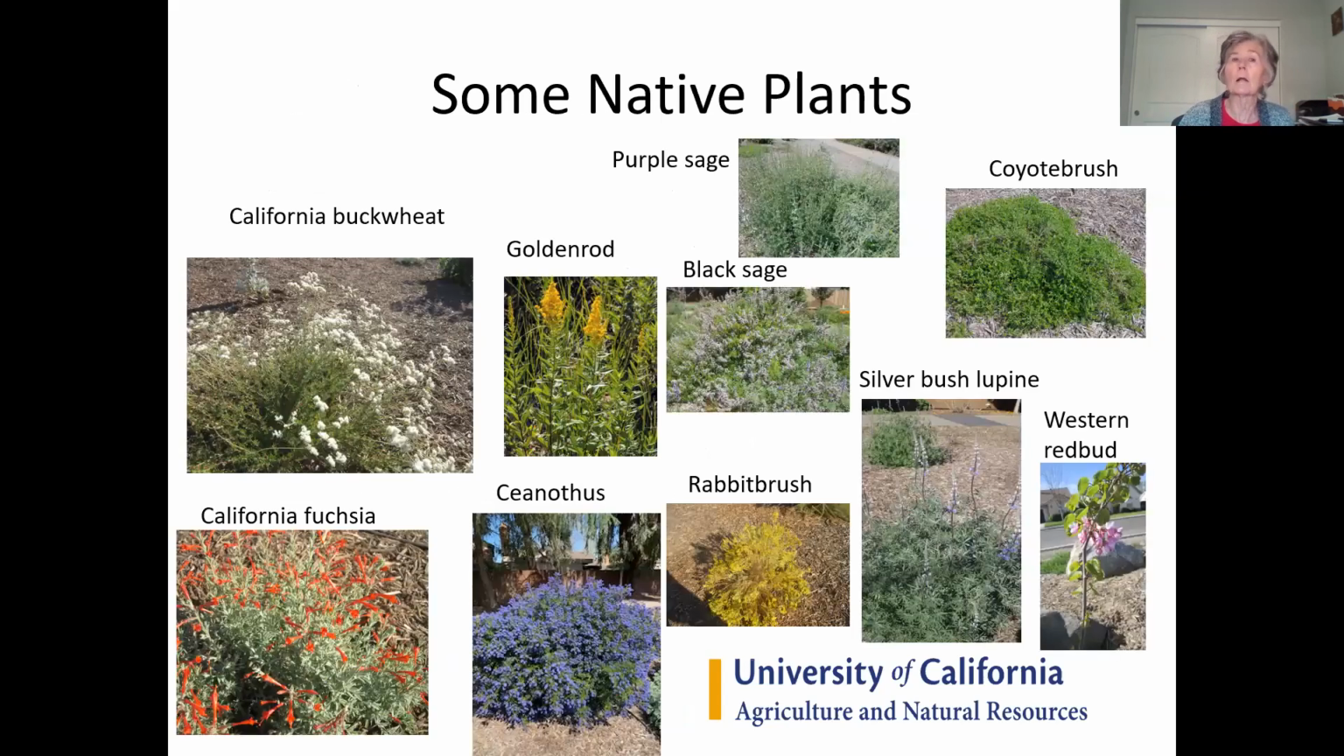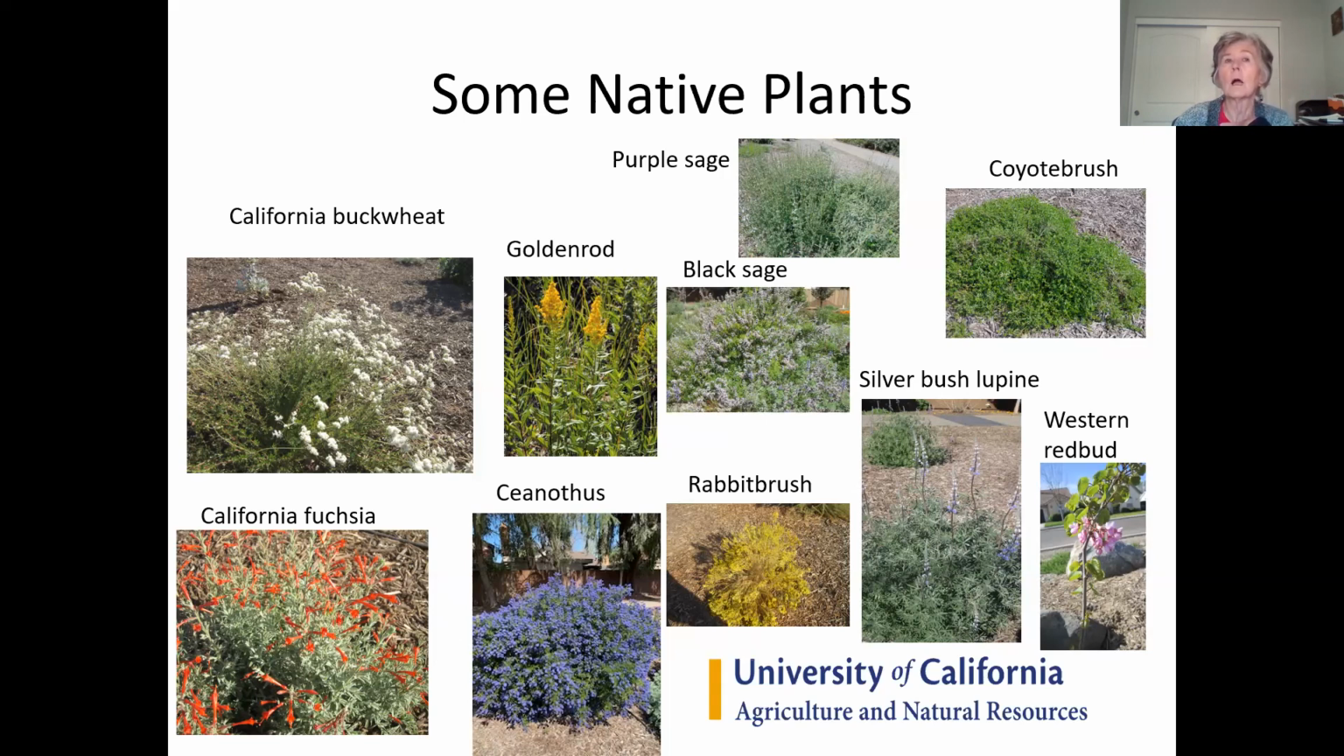And here are some excellent examples. These are all native plants. Some of my favorites are the California buckwheat, goldenrod, any kind of sage. Sages are always great. Coyote bush, California fuchsia. And one of the things that's so wonderful about all these plants is they're attractive to other insects and birds, especially hummingbirds, as well as butterflies and monarch butterflies.